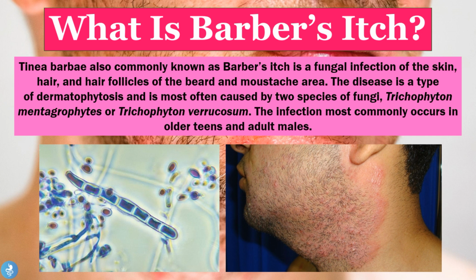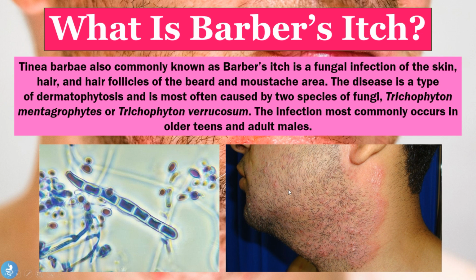The disease is a type of dermatophytosis and is most often caused by two species of fungi, Trichophyton mentagrophytes and Trichophyton verrucosum. The infection most commonly occurs in older teens and adult males. So from this definition of Barber's itch, we get that it's also commonly known as Tinea barbae and is a fungal infection which most commonly occurs in older teens and adult males.